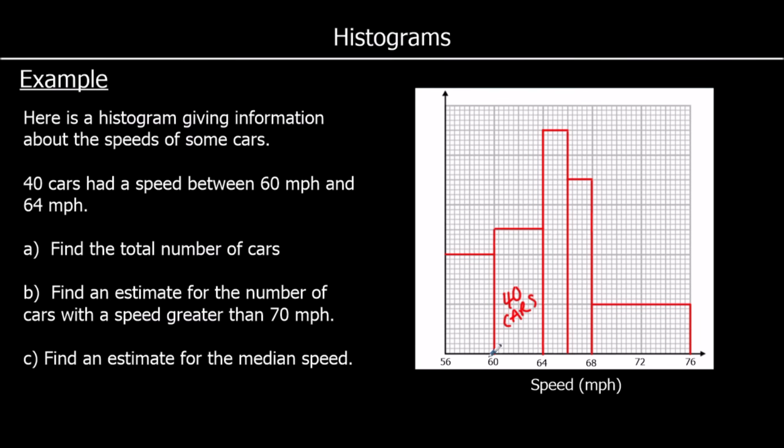So 4 times what makes 40? Or we could say frequency density is frequency over width. 40 over 4 is 10. So this must be 10. So we can actually fill out the rest of the frequency density scale.